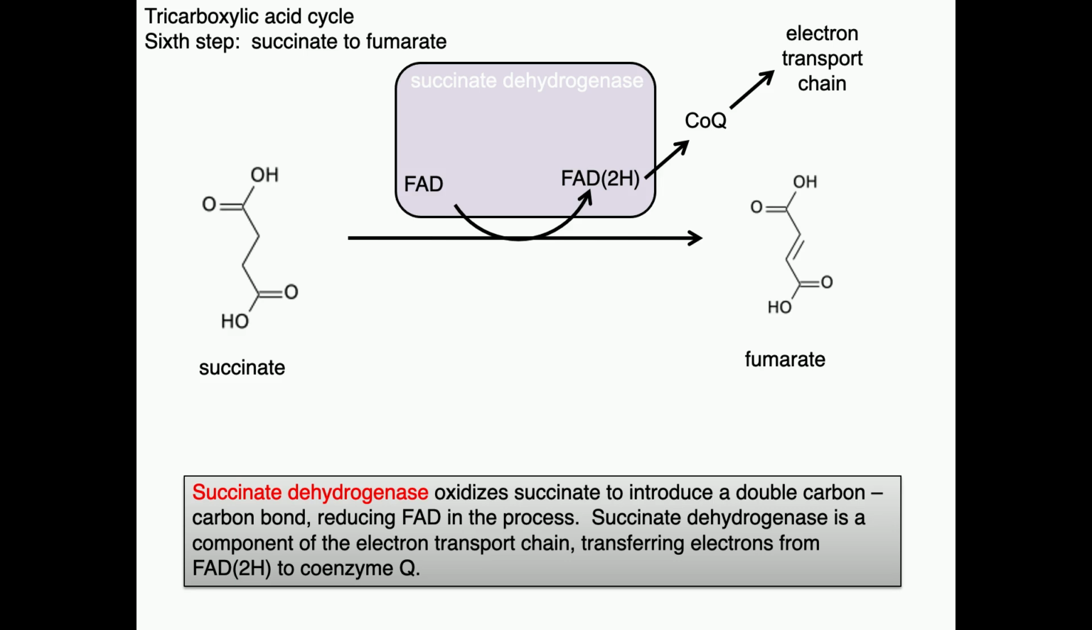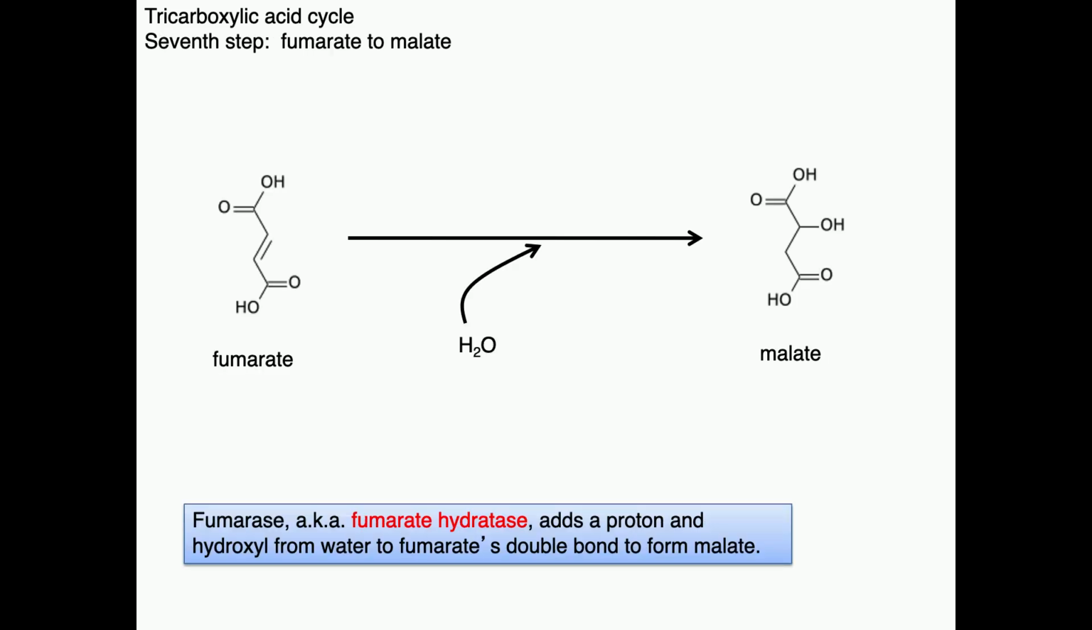Okay, so fumarate is a substrate for fumarase, or this is also, I think your textbook calls this fumarate hydratase. So this is the conversion of this double bond into an alcohol group with the addition of water. I've only got the arrows going one direction here, but this is a reversible reaction.